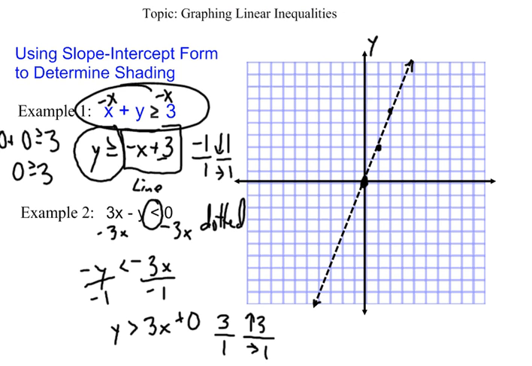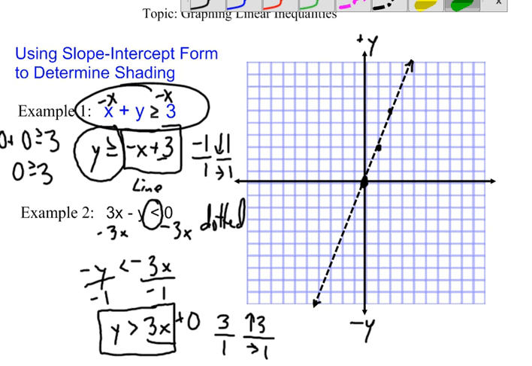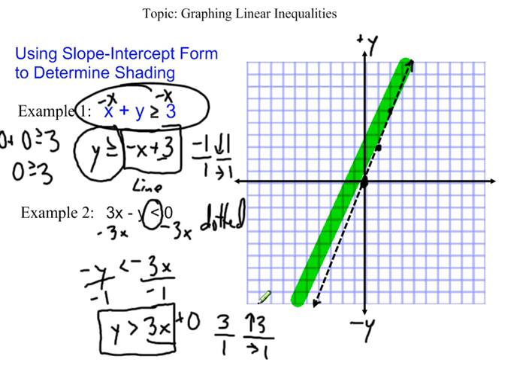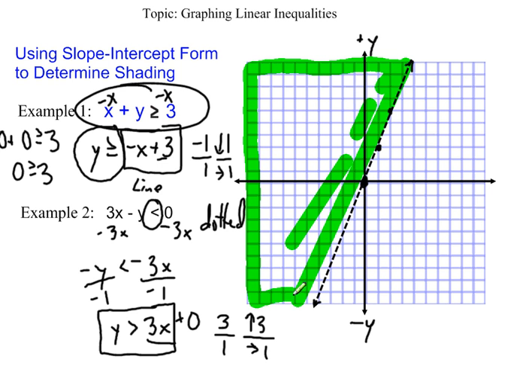Alright, now we need to determine shading. Since I caught the fact that I needed to turn that inequality symbol around, I'm still looking for y is greater than the line, which is 3x. Y gets bigger going up. Right? That's plus y's, and these are minus y's. You know that. So if this is 0, y, that's 1y, 2y, 3y, 5y, 7y, and so forth. So when I shade, I know I'm going to shade going above the line. So it'll be all of this. Roughly throw that in here.